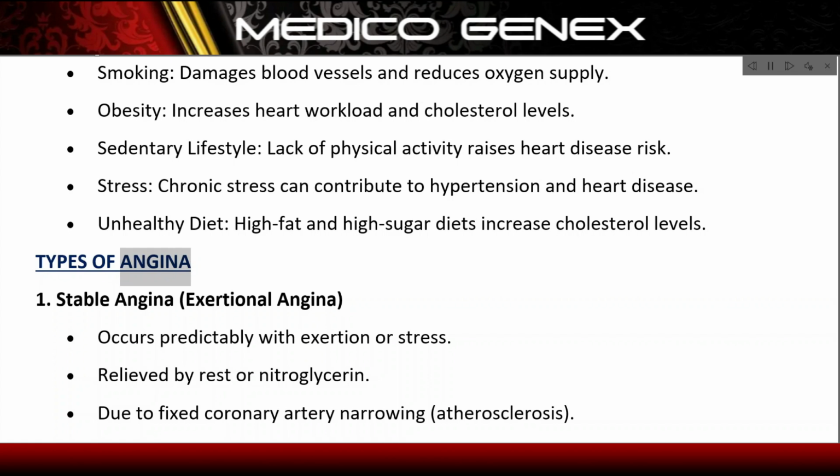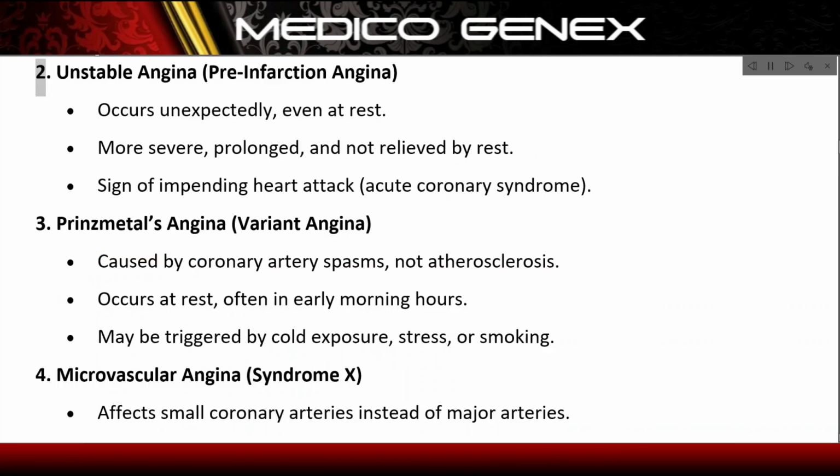Types of angina. 1. Stable angina, exertional angina. Occurs predictably with exertion or stress. Relieved by rest or nitroglycerin. Due to fixed coronary artery narrowing, atherosclerosis. 2. Unstable angina, pre-infarction angina. Occurs unexpectedly, even at rest. More severe, prolonged, and not relieved by rest. Sign of impending heart attack, acute coronary syndrome.